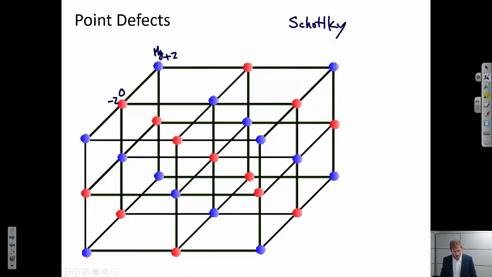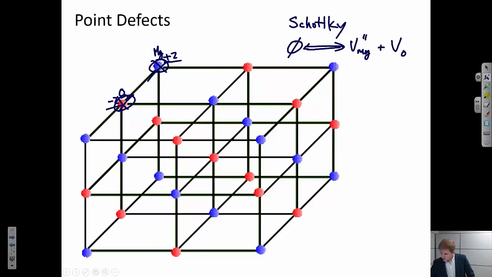And this is when we have a paired vacancy. So let's say both this magnesium and this oxygen atom are missing. So we're missing a +2 charge and we're missing a -2 charge. So we have maintained charge balance. The notation for this I'm going to write it first and then I'll explain what it means. Okay, so I've written it like a reaction.